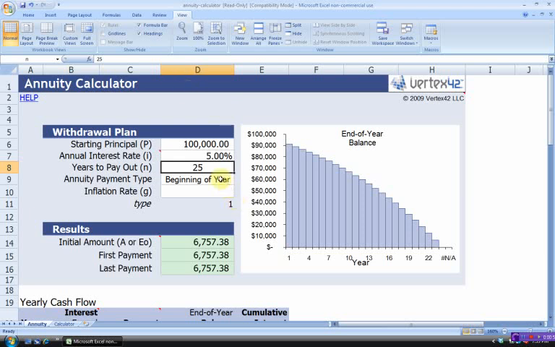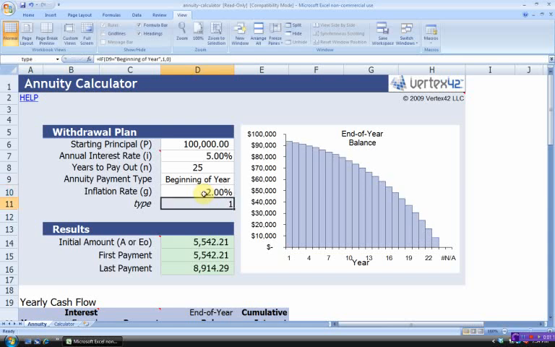Right below that, we have the annuity payment type. Now, there are two options. You can get your payment at the beginning of the year or at the end of the year. We're going to assume beginning of the year. And finally, we have our inflation rate. At what rate do you expect costs to go up? We're going to say about 2% per year.